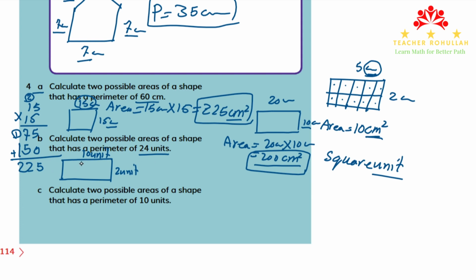Now to find the area of this, we can write area is equal to 10 units times 2 units. So 10 times 2 is 20 square units. You can just write unit here. 10 unit times 2 units. So the area will be 20 square units, because it does not specify what unit you have to use. So the area of this shape is 20 square units. Let me scroll a bit down so that we have enough space.